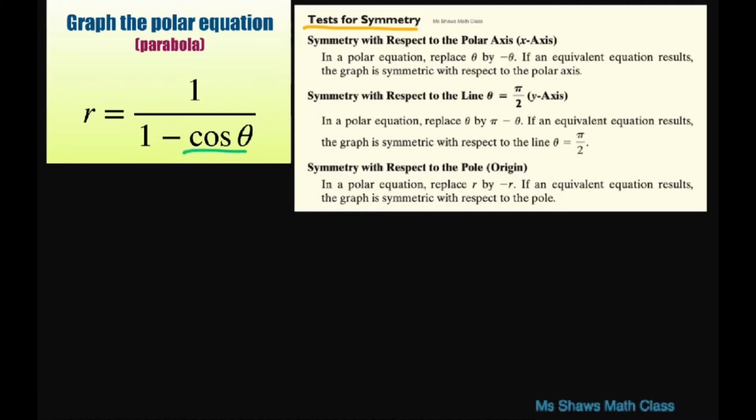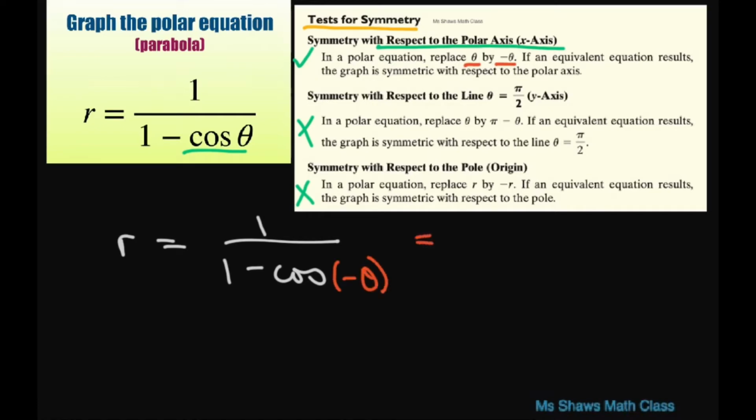Usually with cosine, it passes this test, symmetry with respect to the polar axis, but not these two. So let's go through the motion. Here we have r equals 1 divided by 1 minus cosine, and what you do is substitute theta with negative theta. Since cosine is an even function, you can change that to positive, and you get 1 divided by 1 minus cosine of theta. Therefore, since we have equivalent equations, this test passes.